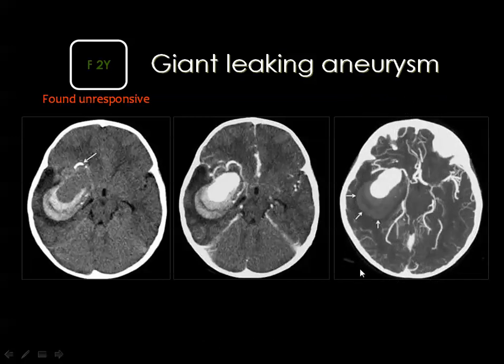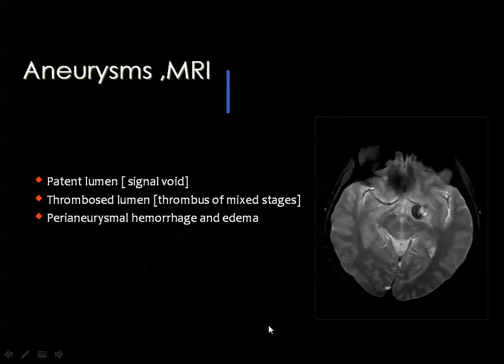Then this is the CT angiogram of the same case, showing the aneurysm and the perianeurysmal leakage, which is pointed to by arrows. Aneurysms by MRI, especially if they are patent, have a classic appearance, and this appearance is due to the turbulence of flow inside the aneurysm itself.